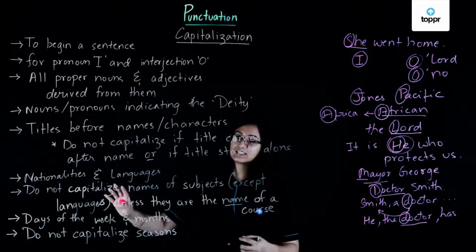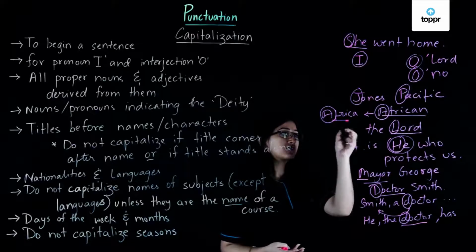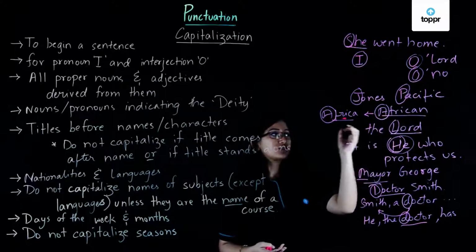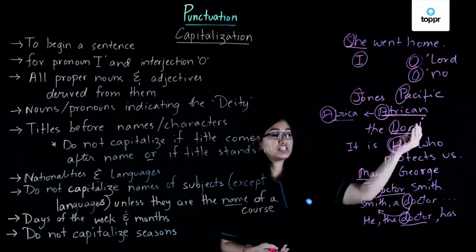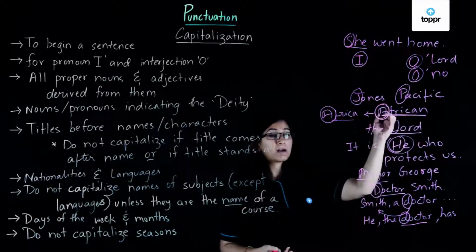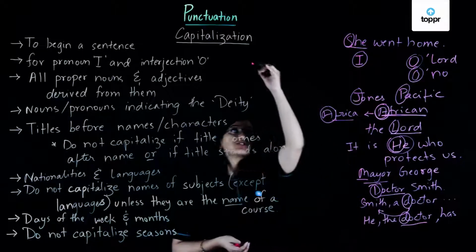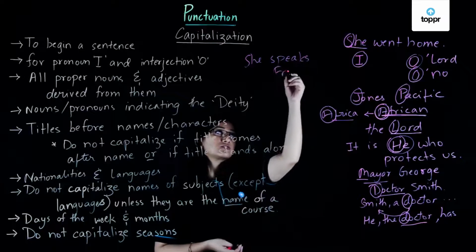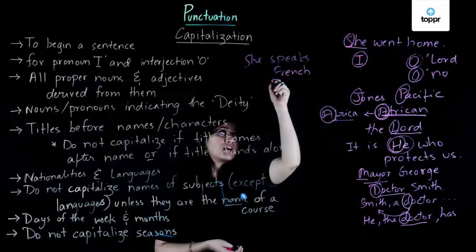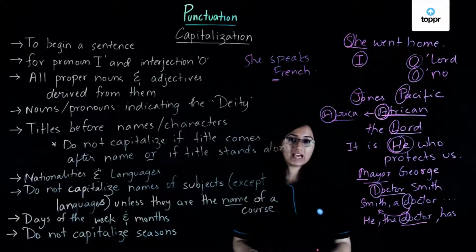Now, nationalities and languages are also always capitalized, like we had the word Africa. So for example, if you want nationalities, he is African or she is African, then we use a capital letter for nationalities. And for languages like French, she speaks French, right? So here we are using a language. F will then be capitalized. I speak English. E will be capitalized.